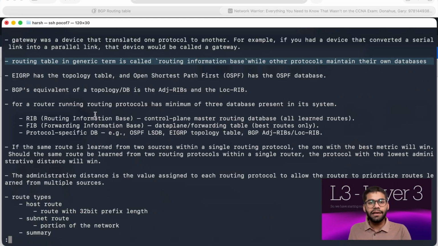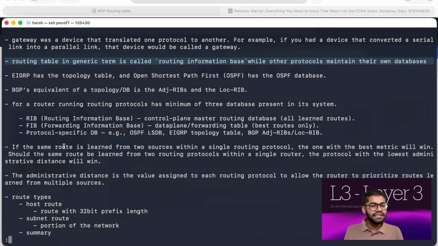So it's a table. The data plane is again a segment where the actual data transmission happens, not only decision making, but the actual data transmission. So with data transmission, the lesser the latency, the greater it is. And finally, we have protocol specific databases. We have the OSPF LSDB, the EIGRP table, and the BGP local routing information base.